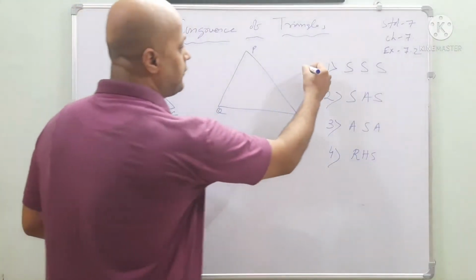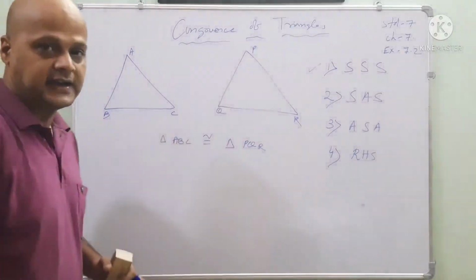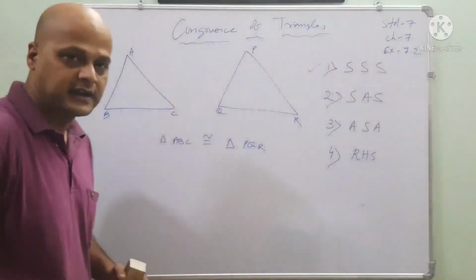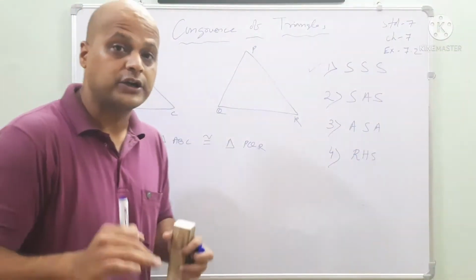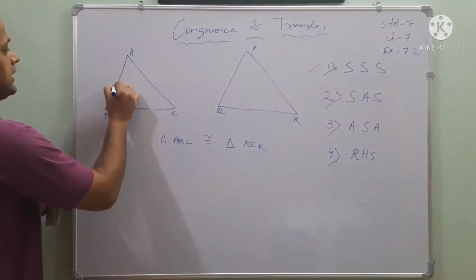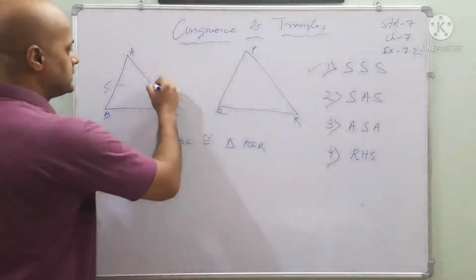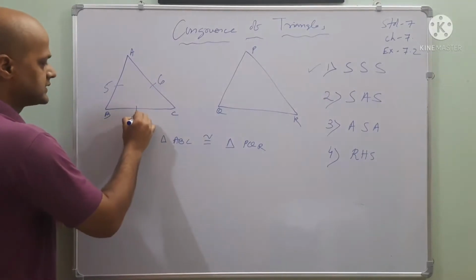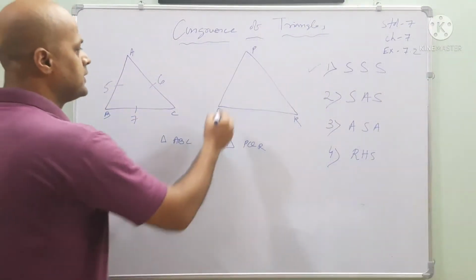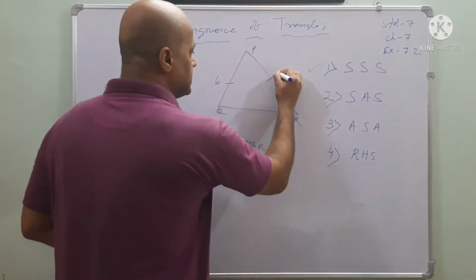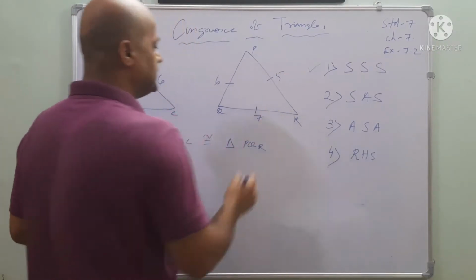Starting from the first one, side side side. If the three sides of the triangles are given, then how are they congruent with each other? So let this one be 5 centimeter, this 6 centimeter, this 7 centimeter. Let's take the other as 6, 5 and 7 centimeter.